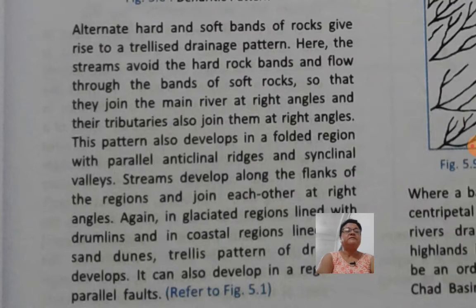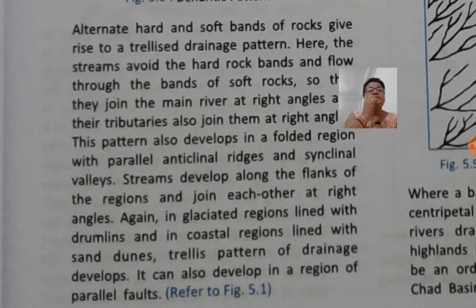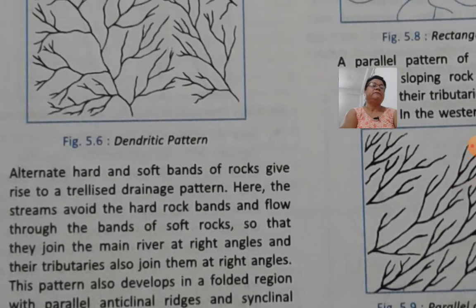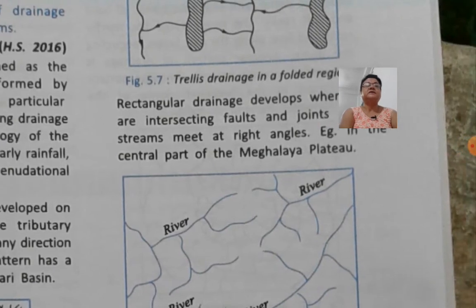This pattern also develops in a folded region with parallel antecedent rivers and the synclinal valley. The streams developed along the flanks of the region and join each other at right angle. Again, in glaciated region it is linked with the drumlins and in the coastal region linked with the sand dunes. Trellis pattern of drainage can also develop in a region of parallel fault.